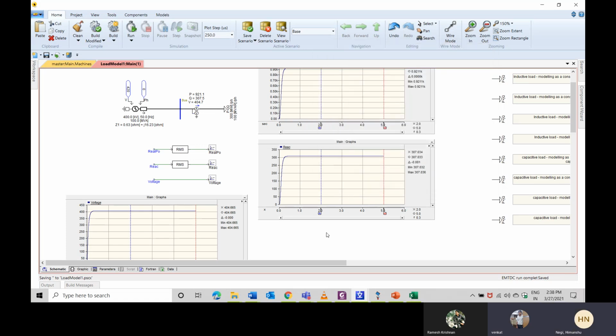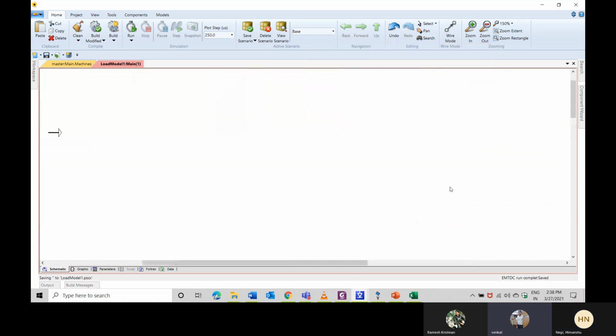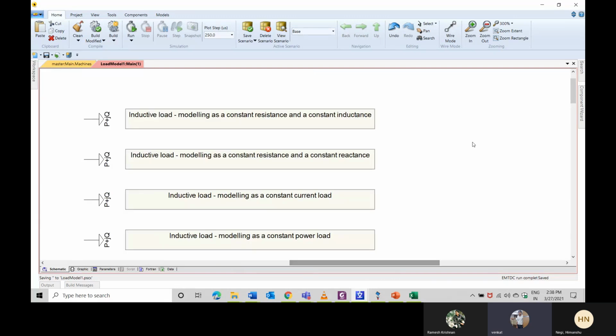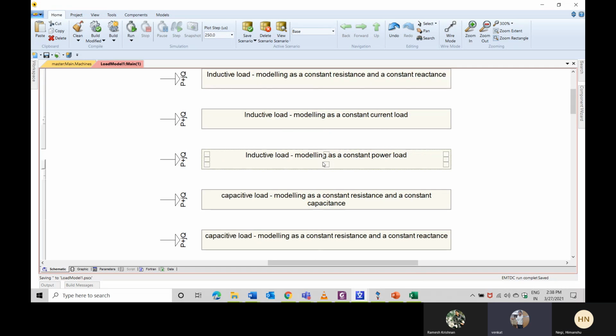This is the different kinds of loads I have constructed for your basic understanding. This is a modeling of constant resistance. It is an inductive load. We will start from here. That will be good. It is an inductive load.